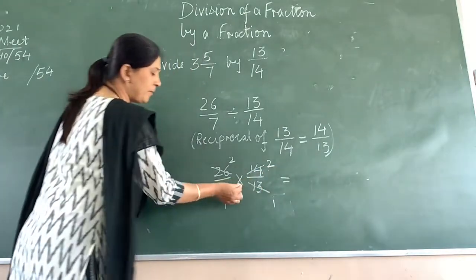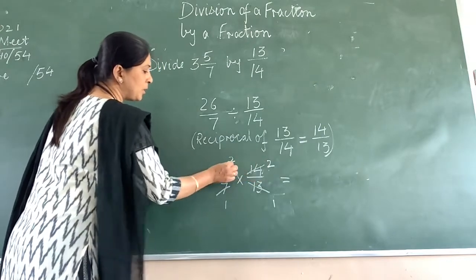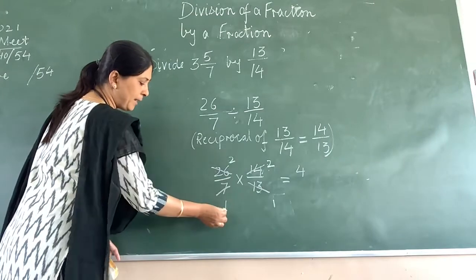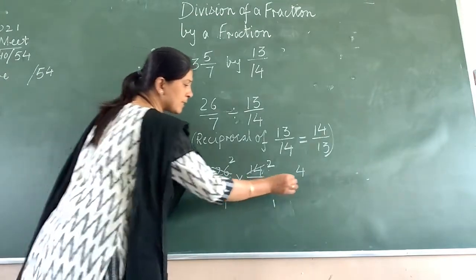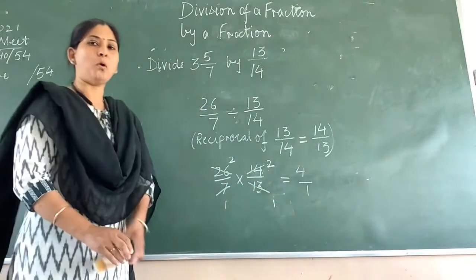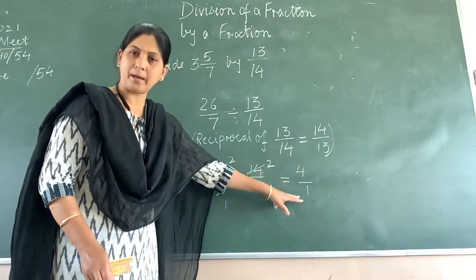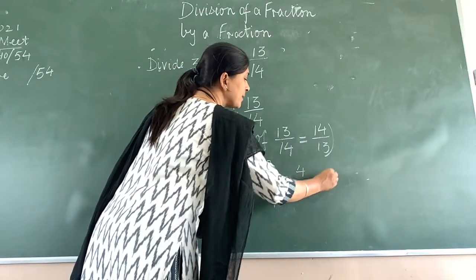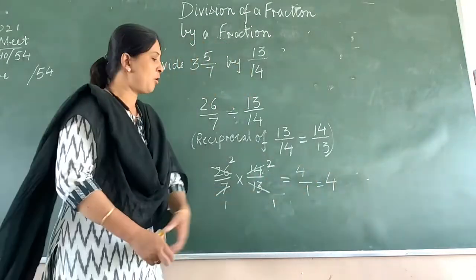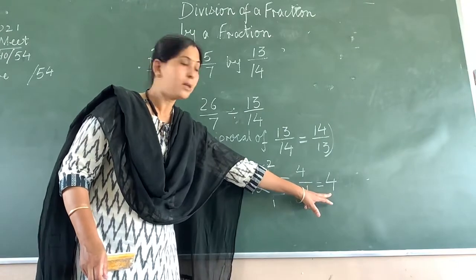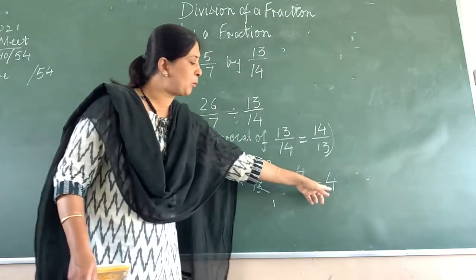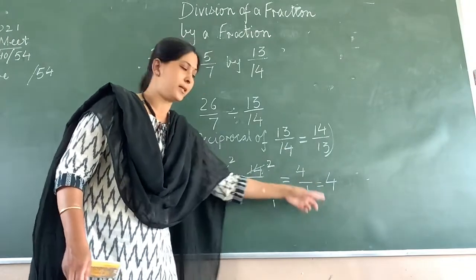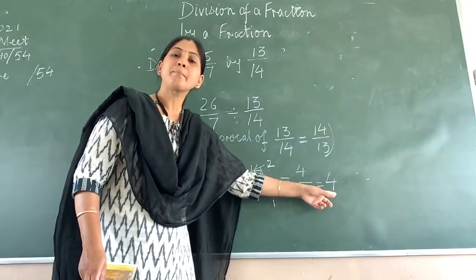Now, we will multiply the numerators. 2 times 2 is 4. Now, we will multiply the denominators. 1 times 1 is 1. Now, what do we have? 4 over 1. 4 over 1 means what? 4. 4 is a whole number. We saw in the previous sum that when we have to write a whole number in fraction form, we just write 1 in the denominator's place. So 4 over 1 means 4.